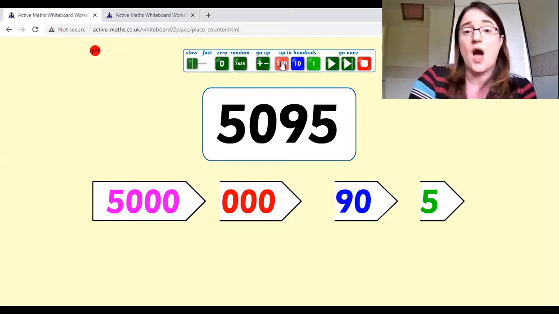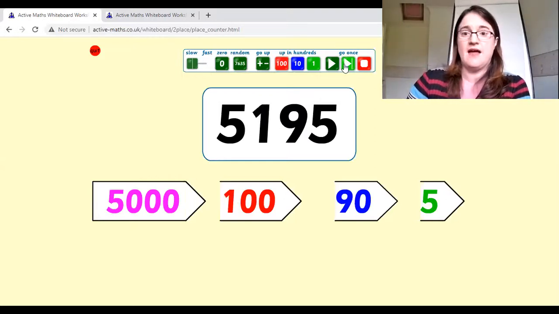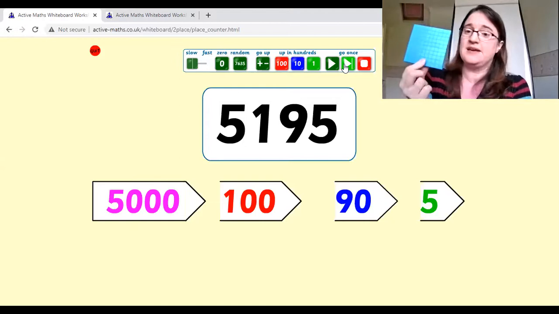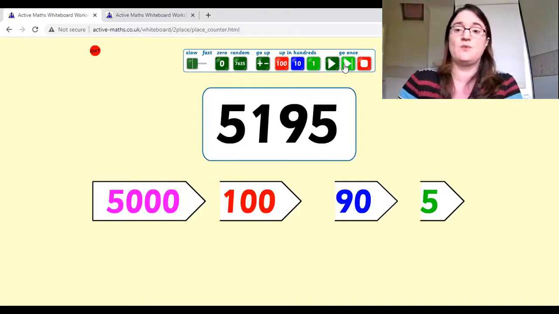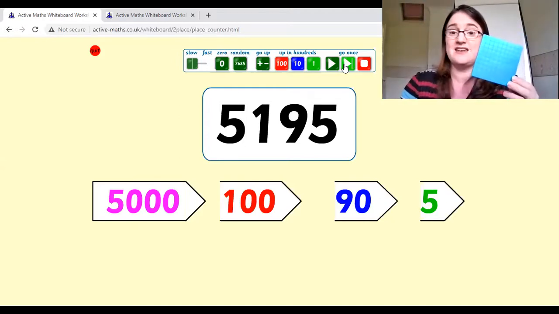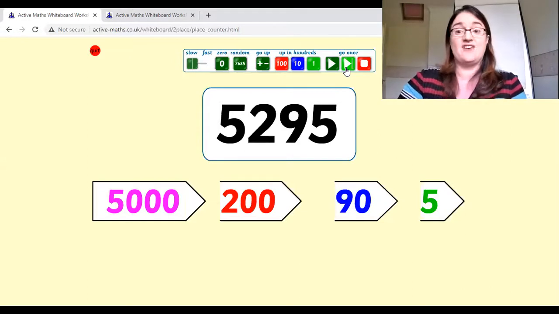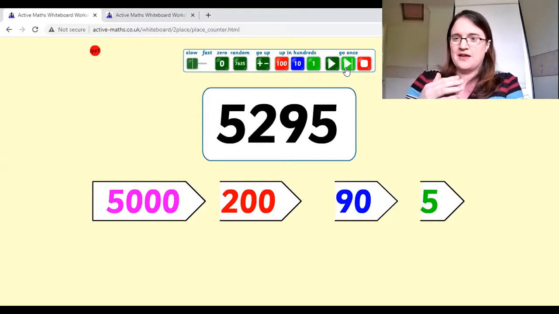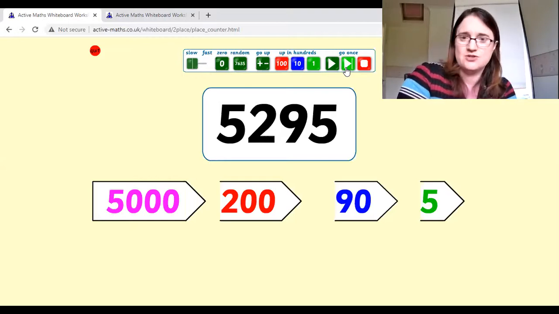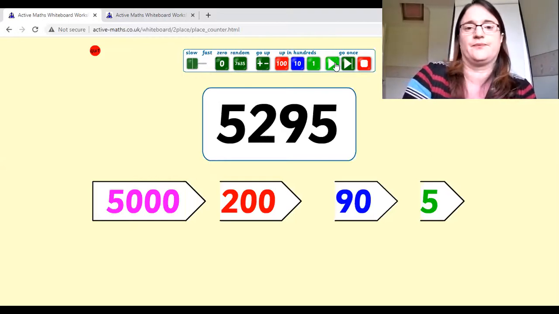If I go up once, now I've got one of these because I've added in 100. So I've got 5,195. If I add another one, all of a sudden this number is changing to a 2, isn't it? And if I add another one, I'm sure you can work out what that 100 digit is changing to. And we're going to keep going. So let's count with the counter again. Here we go.